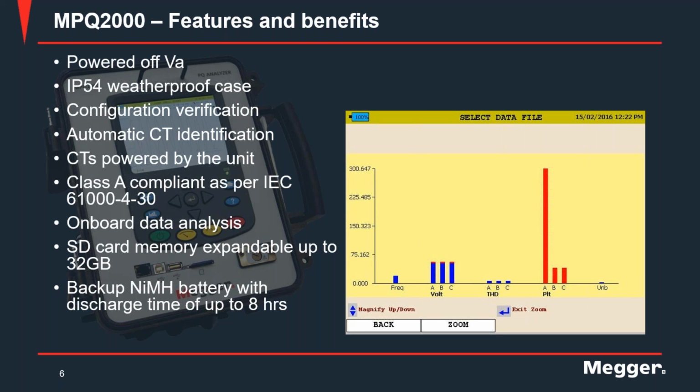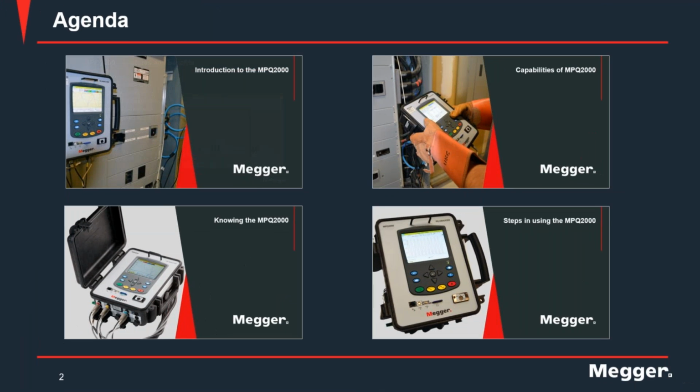So if everything is good, if there's voltage on the VA channel, the recorder doesn't need any external source of power. But let's say an outage occurs and the voltage goes missing. In that case, the battery kicks in and the recorder can still continue for up to 6 to 8 hours.